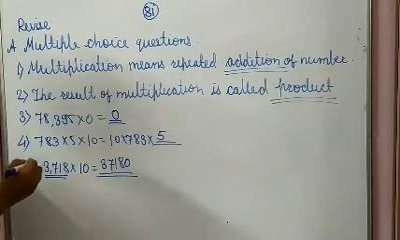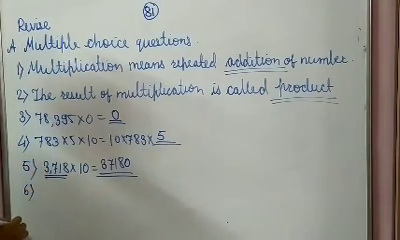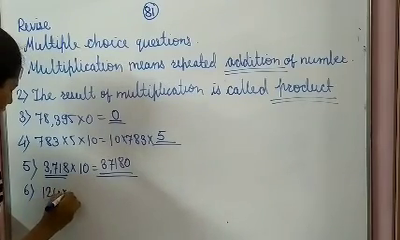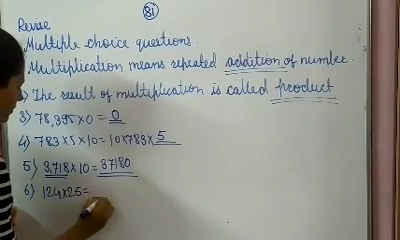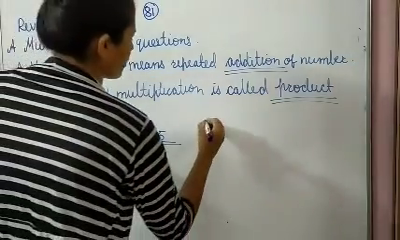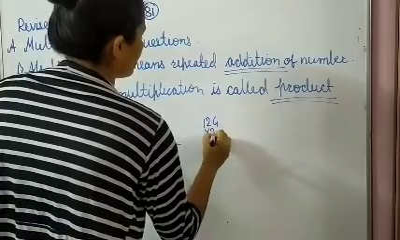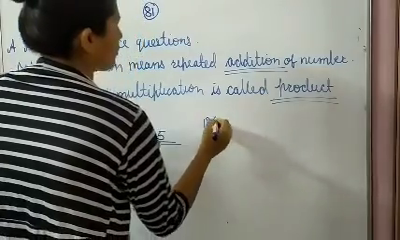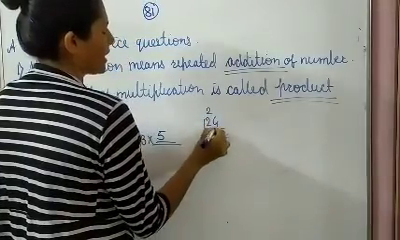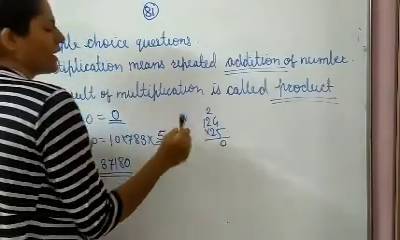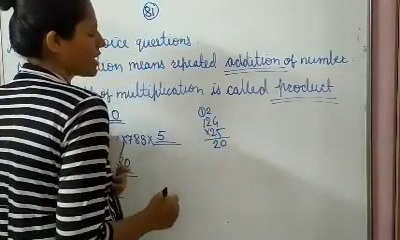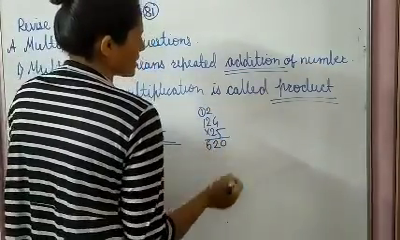Now next one, 6. 124 into 25. So here what you have to do? You have to do multiplication. 124 into 25. So 5 4s are 20. 0 is here, 2 will be carried. 5 2s are 10. 10 plus 2, 12. 1 will be carried. 5 1s are 5 plus 1, 6.